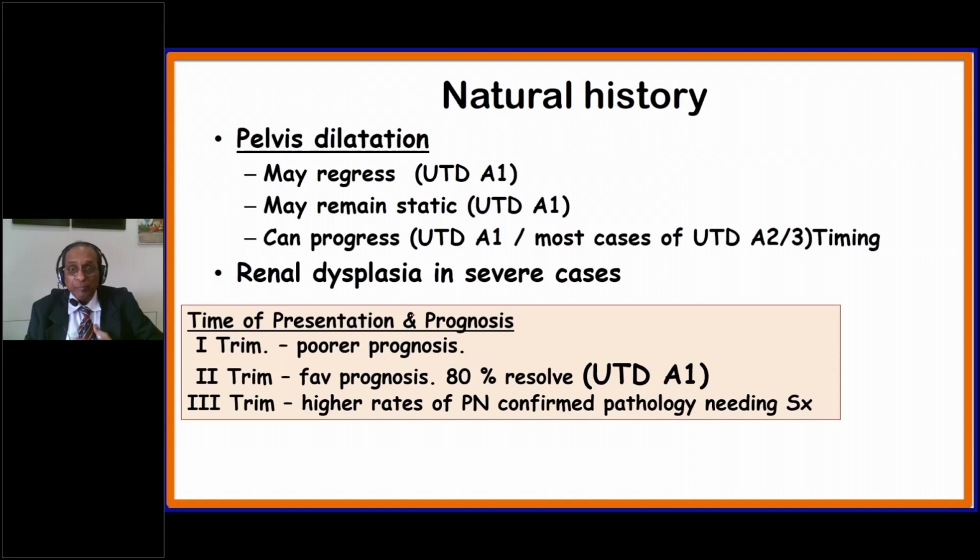Now, the time of presentation is important for prognosticating these cases. In the first trimester, if there is an A2 or A3, then certainly it's a poor prognosis. In the second trimester, dilatation has a more favorable prognosis, especially if it is UTD A1. And in the third trimester, there are higher rates of postnatal confirmed pathology needing treatment.